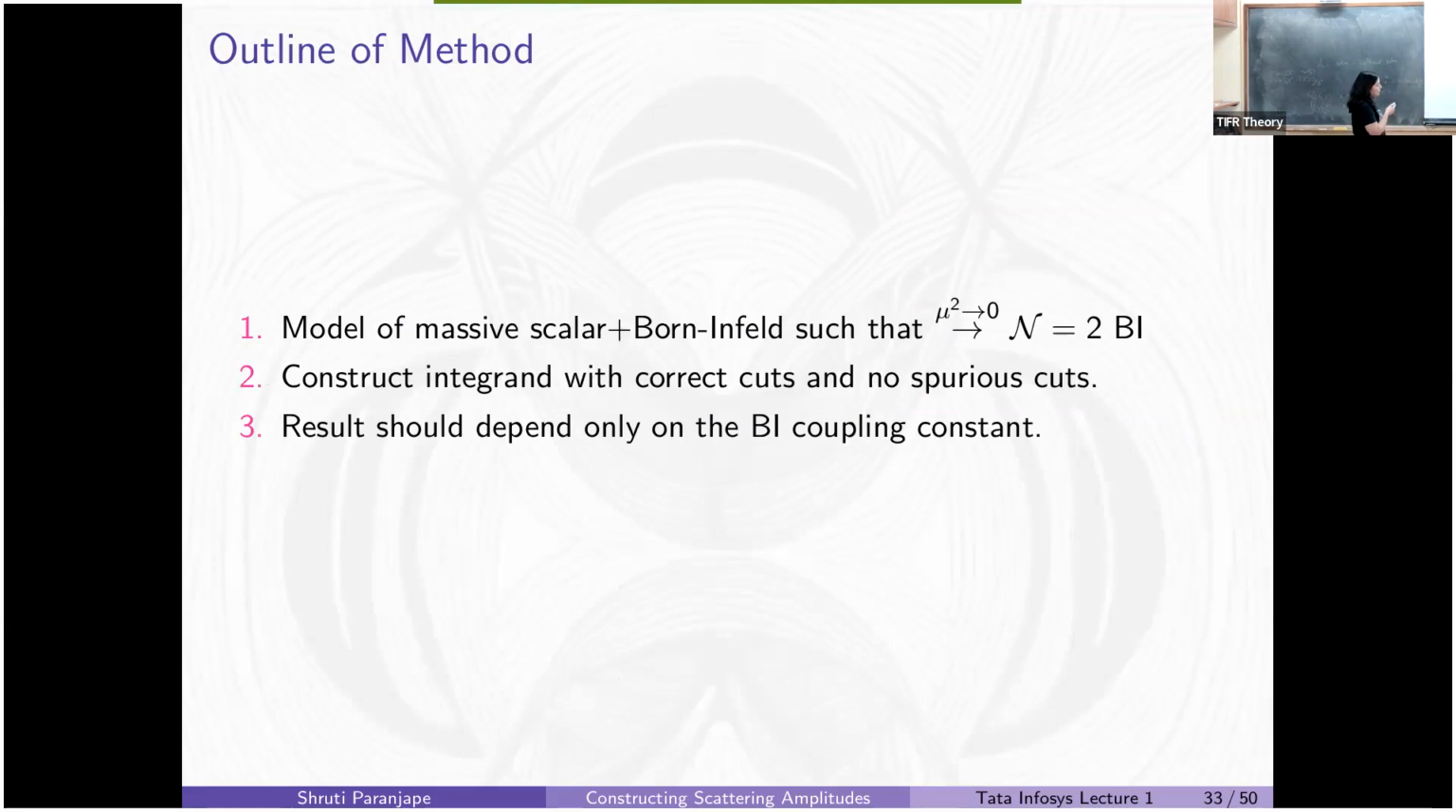You want to write down this model with massive scalar Born-Infeld so that it reduces correctly. You then put these trees together to construct an integrand so that you have the right cuts and no extra propagators in your integrand. Then finally, you do the integral, and obviously that result can't have any extra dimension-full parameters, right? Because where would they come from in the actual BI amplitude? So you can't write down a model that has some other parameter in it. All the parameters of your tree-level amplitudes have to be fixed.